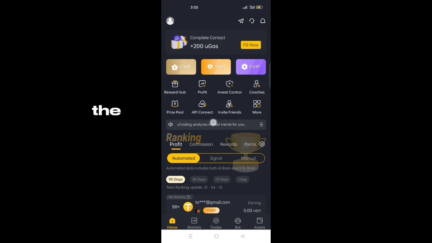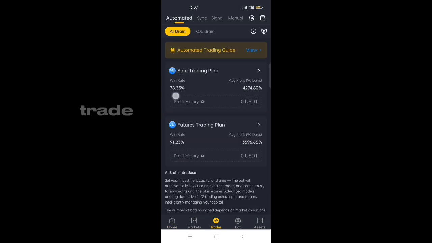This is the home page of the bot. Come to the bottom and tap on the trades. Now on the trade page, we have automated, we have sync, we have signal, and we have manual. But we are going to be focusing on the automated. Under the automated, we have AI brain. We also have KOL brain. KOL stands for key opinion leader. We also have spot trading plan and futures trading plan. But I'll be using spot trading plan for explanation in this video, and whatever I explain in this spot trading plan also applies to futures trading plan.